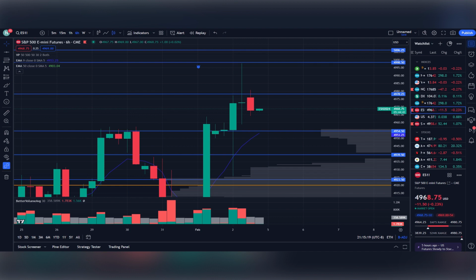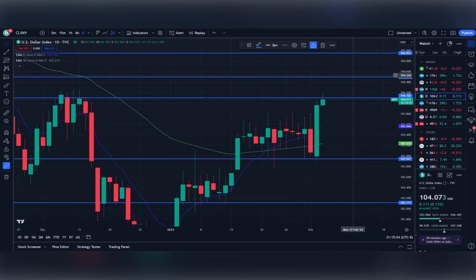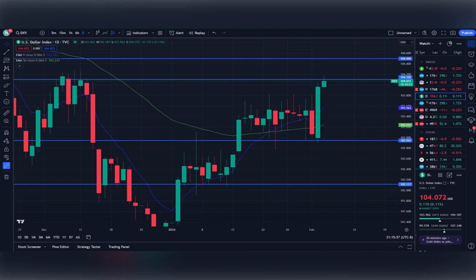Actually, I want to show you DXY as well. DXY has a bullish pattern, a very bullish setup. Now, if you guys follow DXY, DXY is the US index currency. So it's inversely correlated to the S&P 500. Basically what that means is if this is pumping, then most likely SPY is dumping.